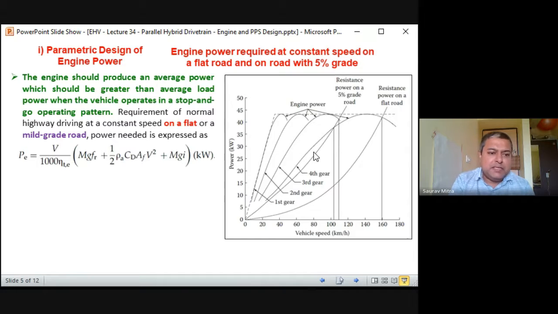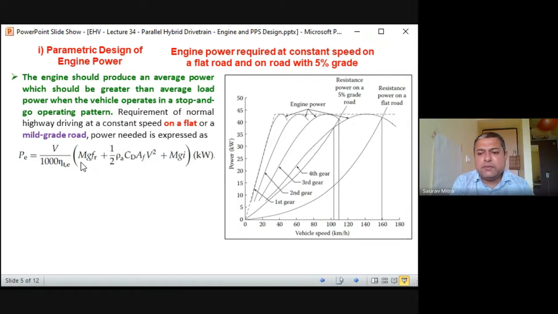So PE is the engine power. V is the vehicle speed, and eta TE is the traction to engine, that means the engine transmission efficiency. The 1000 is coming from the equation itself. So this formula we have proved previously.